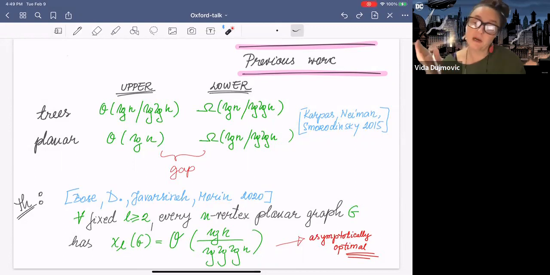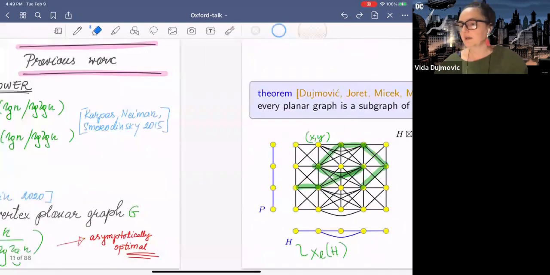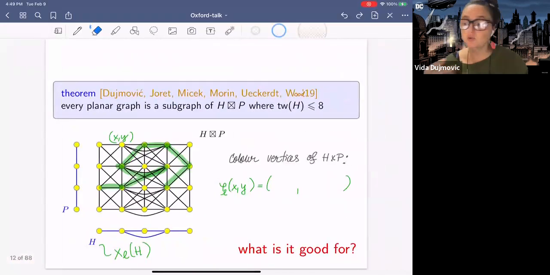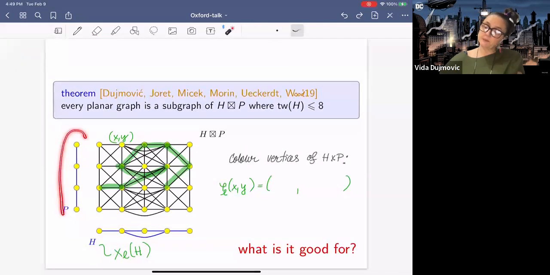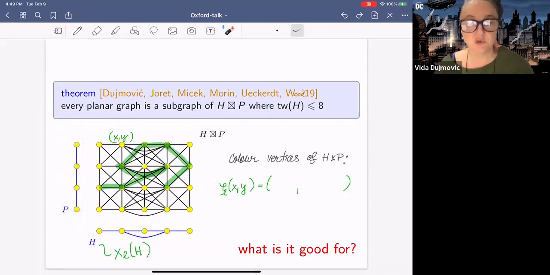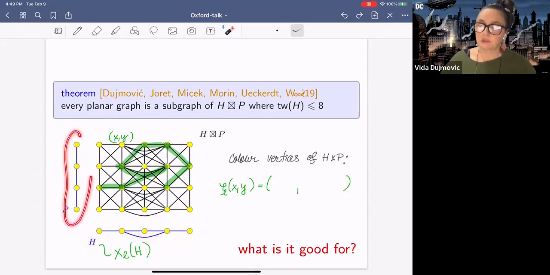The part I'm going to show you is very easy. Assume you want to solve this problem on planar graphs. We know that planar graphs are subgraphs of a product of some graph H and a path, where H has constant tree width. Suppose somebody solved this problem on graphs of bounded tree width, and we know that bound. We want to apply the known bound. So suppose we know how to color this, and we know how to color this.